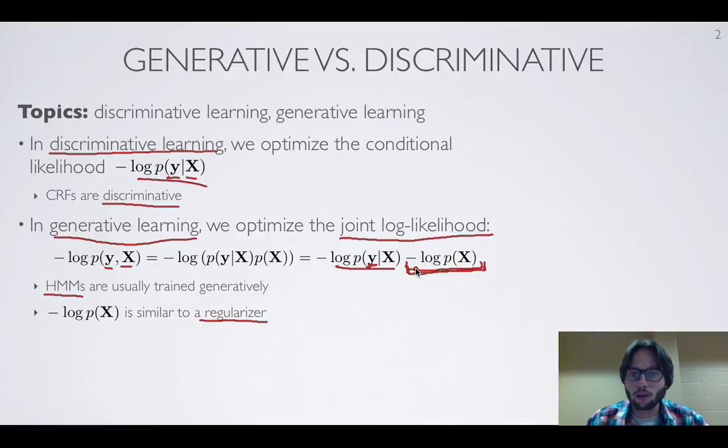It's going to favor models that also explain well the marginal, so assign high probability to observing the data, just the inputs that we see from the training set. For that reason, a good intuition is to think that discriminative learning will tend to fit the data better, while generative learning will be more regularized because of this term here.